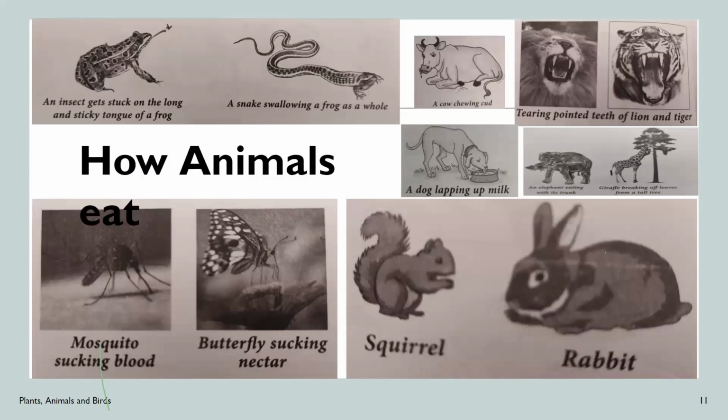Ma'am, on the previous page there was something written down. Scavengers. See, scavengers are those which feed on the flesh of dead animals. They don't eat fresh meat themselves. They eat the flesh of dead animals. Those are called scavengers. And in this way, they help us keep our environment clean.